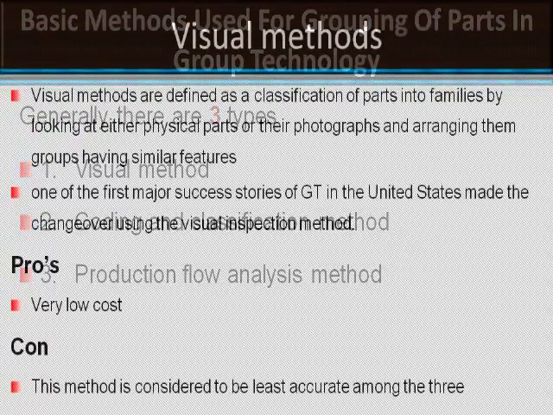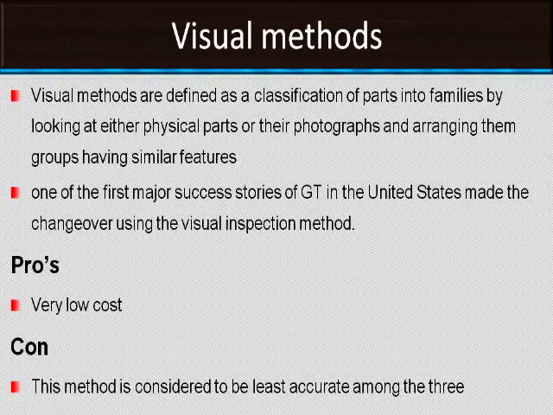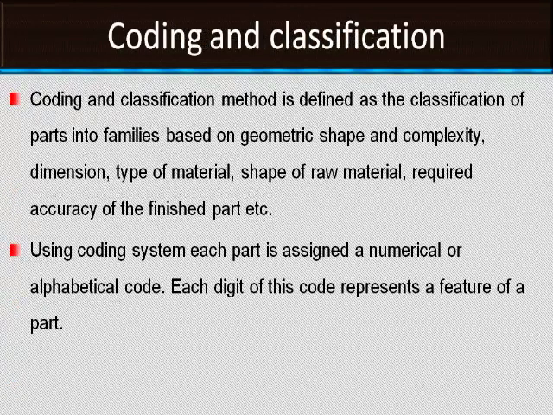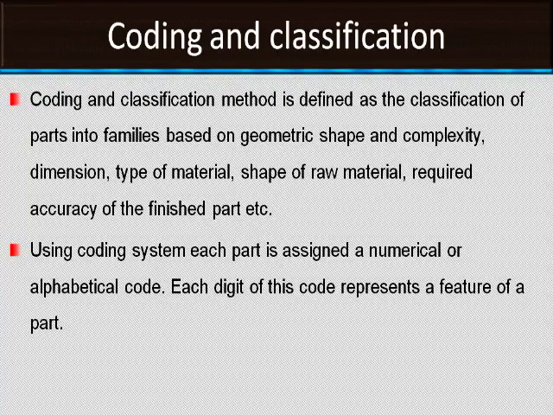Visual methods. Visual methods are defined as a classification of parts into families by looking at the physical parts or their photographs and arranging them into groupings having similar features. One of the first major success stories of group technology is in the United States, which made the changeover using the visual inspection method. Of course, this is a very old method and a crude method as well. The advantage of this method is very low cost, but the disadvantage is that it is least accurate.